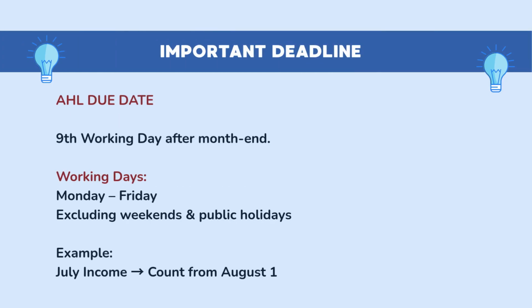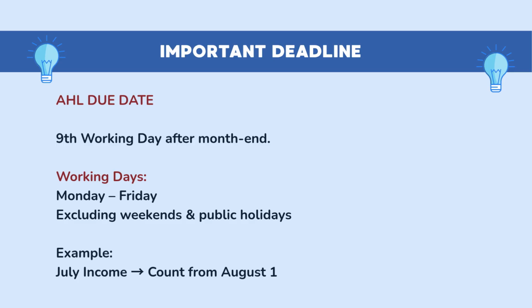The housing levy is due on the 9th working day after the end of the month in which the gross income was received or accrued. By working day, KRA simply means Monday to Friday, excluding Saturdays, Sundays, and public holidays. For example, if the income relates to July, we start counting the working days from August 1st. So the 9th working day is the deadline for paying the July Affordable Housing Levy.